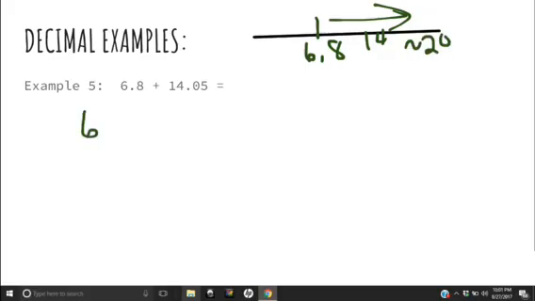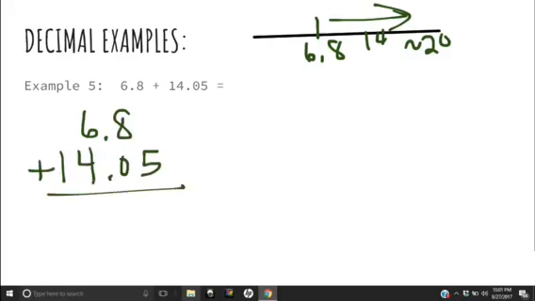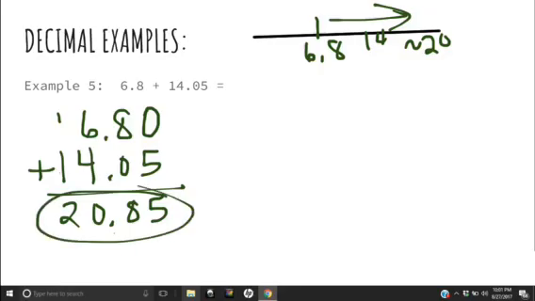We're going to line up our decimals. So that means this bottom one's going to have some more numbers. We've got to put a 0 in as a placeholder. We're going to just add down. 6 and 4 gives me 10, so I'm going to have to carry that 1. So we have 20 and 85 hundredths.